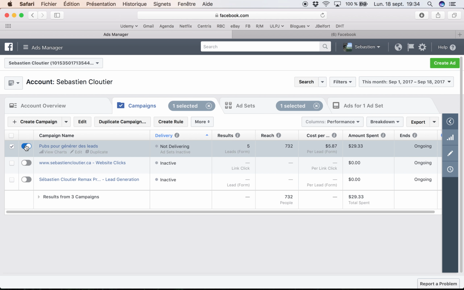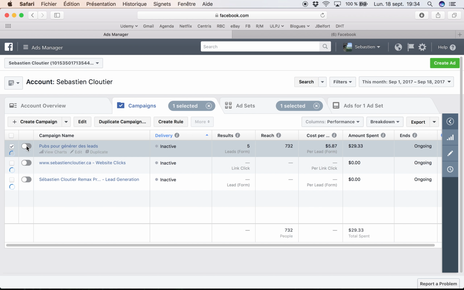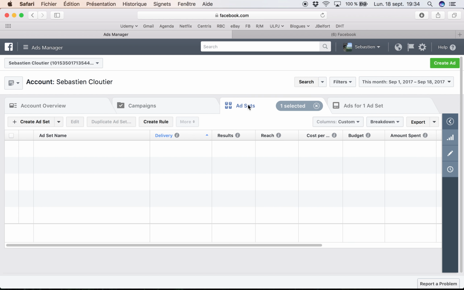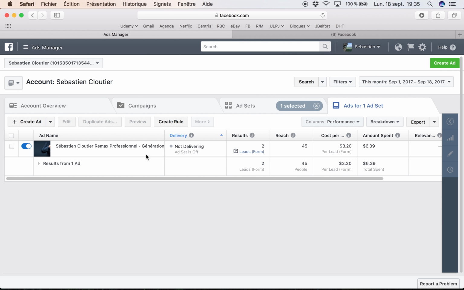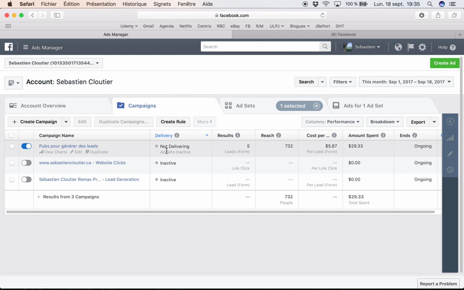If you want an ad to run or stop running, you have these little toggle switches that you can turn on and off, for ad sets too. Mine should be off right now, because it says not delivering, so I know nothing's happening right now.